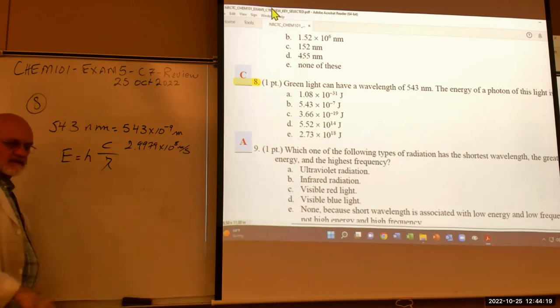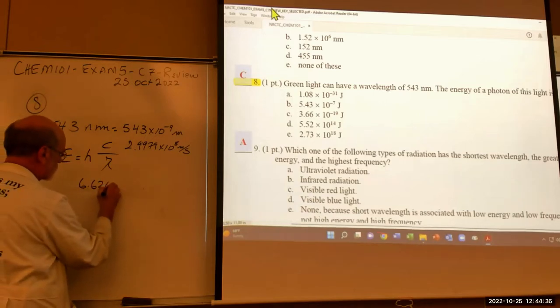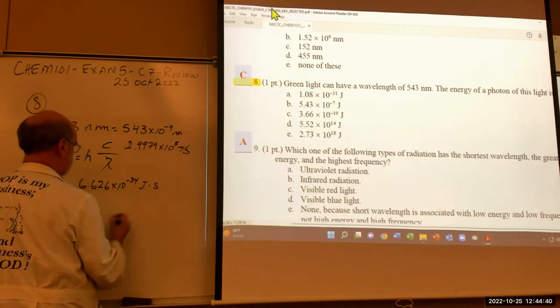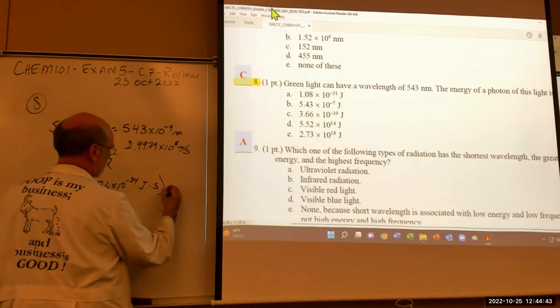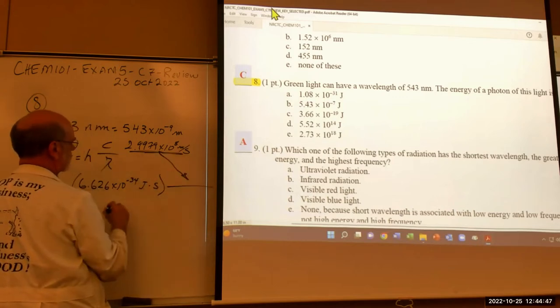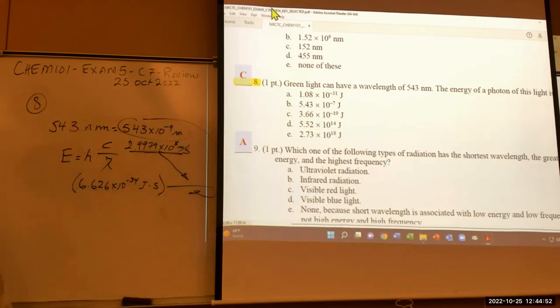And Planck's constant is in the useful information. Just go back and look for h. It's 6.626 times 10 to the minus 34 joules seconds, right? Then you have c right here. This one right here goes there. And this one right here goes there. Okay?